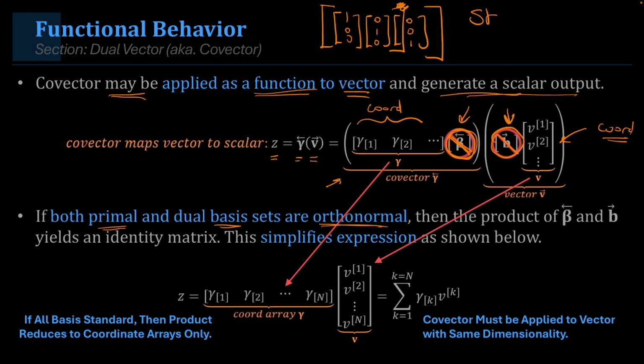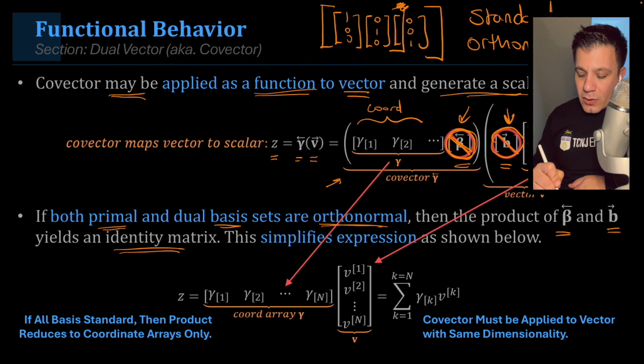So this is what we refer to as a standard set of basis or an orthonormal set of basis, and both of those terms, well, at least orthonormal should be one you are familiar with already. Okay, and actually, this would apply as long as one is the inverse of the other, but for now, let's just assume that they're orthonormal. So if the primal and dual basis sets are orthonormal, then the product of beta and B yields an identity matrix. This simplifies the expression as shown below.